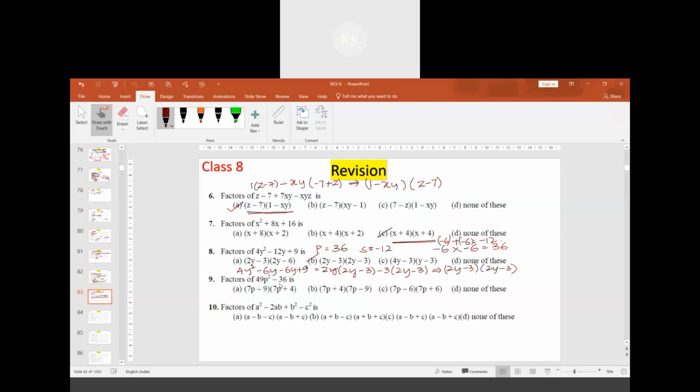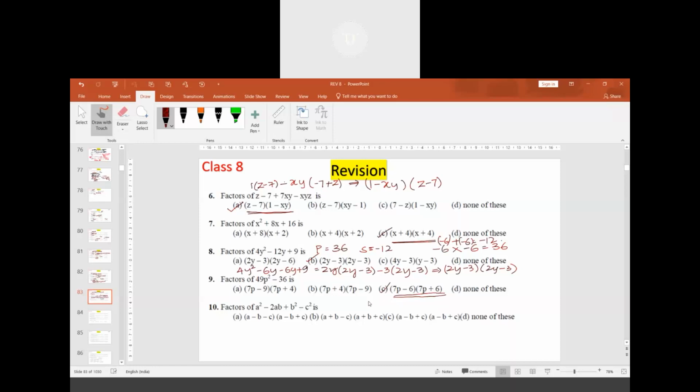This is pretty simple. 7p whole square minus 6 square. So it is 7p plus 6 into 7p minus 6. Very good. Option C.